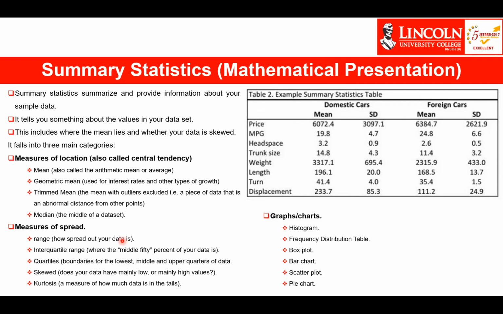For measure of location, also called central tendency, we have the mean, also called the arithmetic mean or average. We have the geometric mean, used for interest rates or other types of growth. We have the trimmed mean, the mean with outliers excluded. That is a piece of data that is an abnormal distance from other points. Take, for example, you have a categorical variable which takes only two values, let's say gender. You have 1 to represent male, you have 2 to represent female.